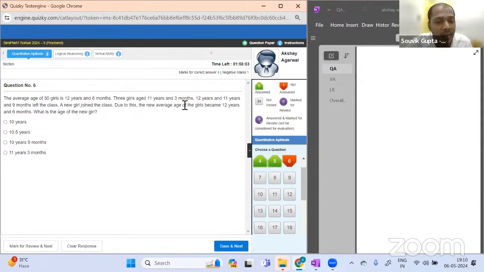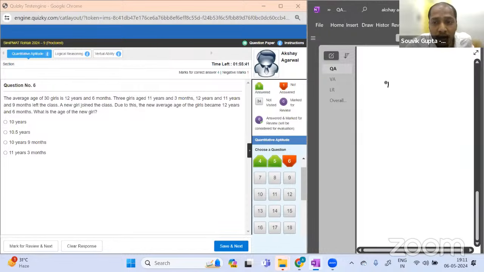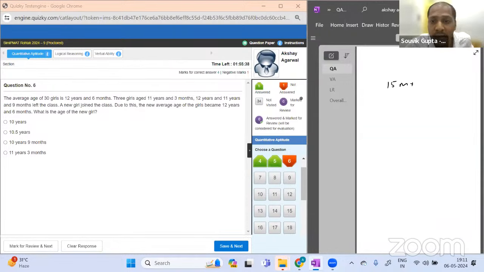Acha, whatever was the deficit or the extra that these girls have given to the group, that much was the deficit that the other girl has caused. So 11 years and 3 months, 1 year and 3 months, 12 years 6 months. So 1 year and 9 months for 11 years and 9 months. So another 7 months here. So 15 months plus this girl has given 6 months to the group, plus this girl has given 7 months to the group. 15 plus 6, 21, 28 months. Okay, this girl has given 28 months.